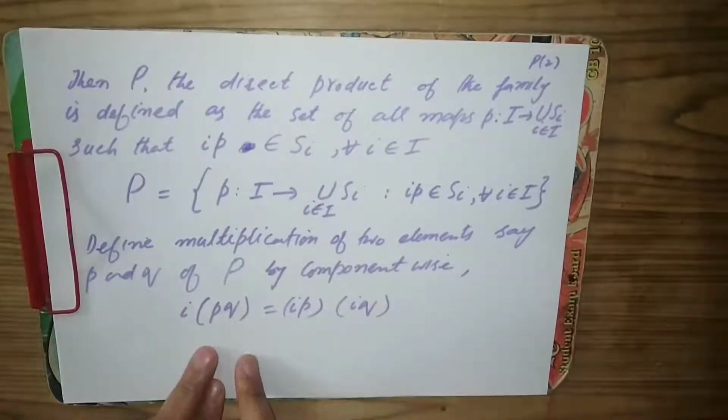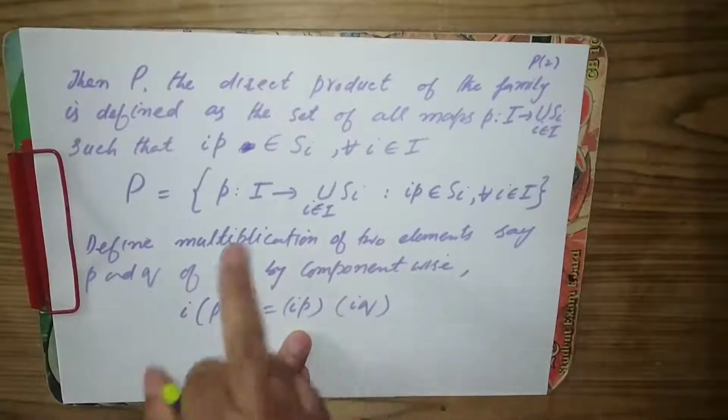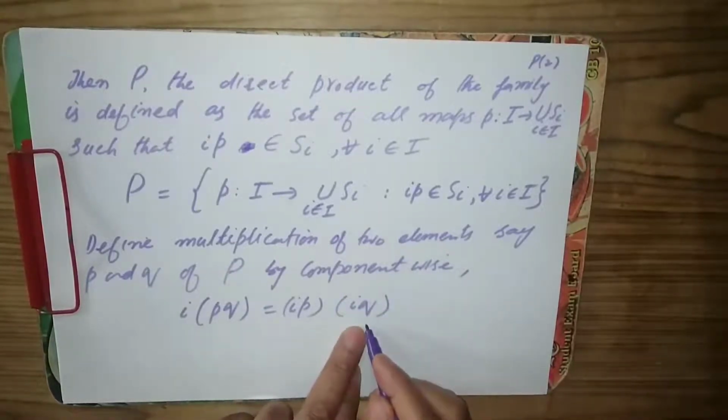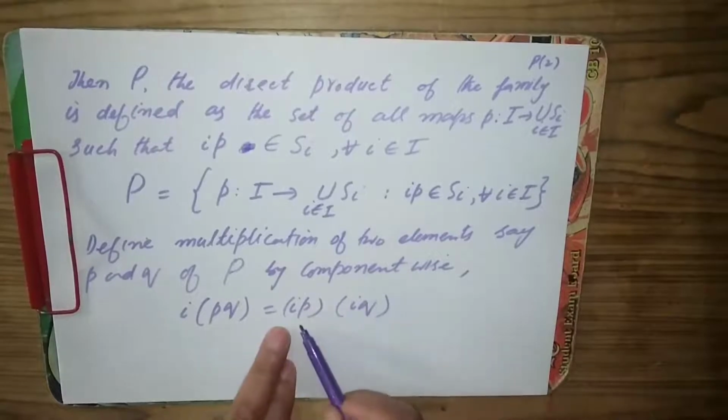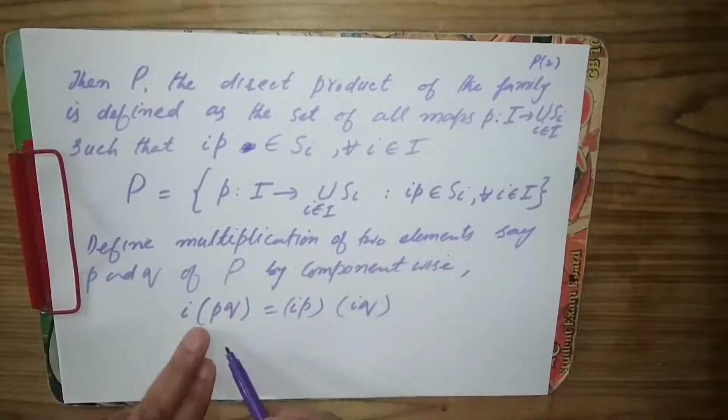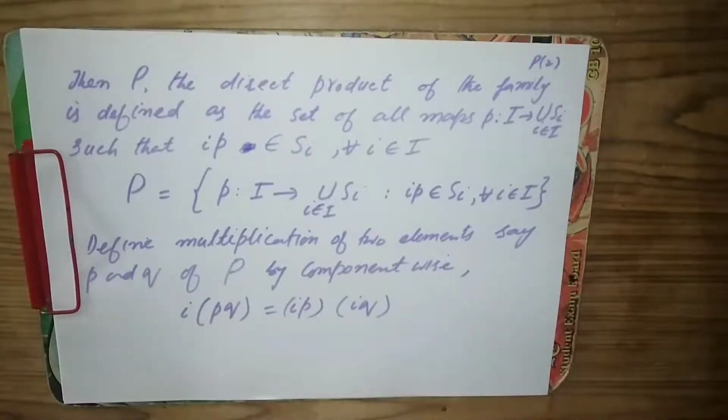pq is a map. Obviously it's a map from I to the union of S_i, because p(i) is an element of S_i and q(i) is an element of S_i by our definition. So p(i) into q(i) is again an element of S_i because S_i is a semigroup. So that means (pq)(i) is an element of S_i, which means that pq is a map from I to the union of S_i. Then one can easily verify that this operation is associative.